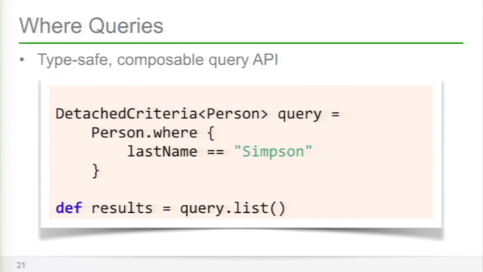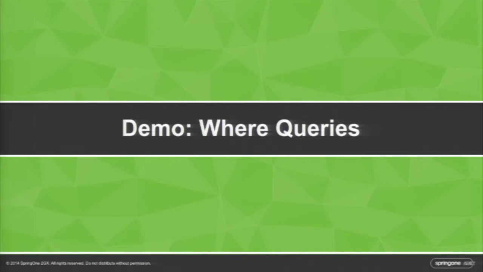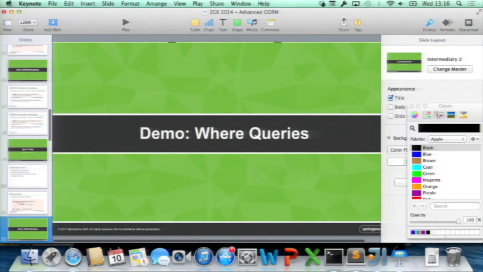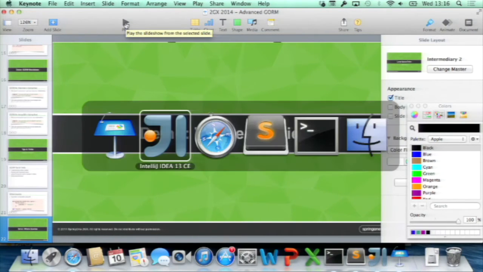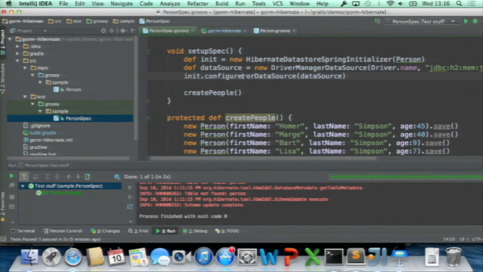Once you get to the step where you actually want to execute the query, the detached criteria class has a bunch of methods to do so. And so in this case, I'm calling a list. So I'm going to do some demos of where queries because I think they're pretty cool. And we'll see how time-consuming that is.